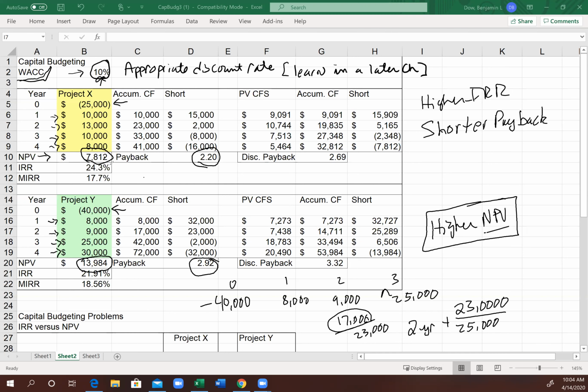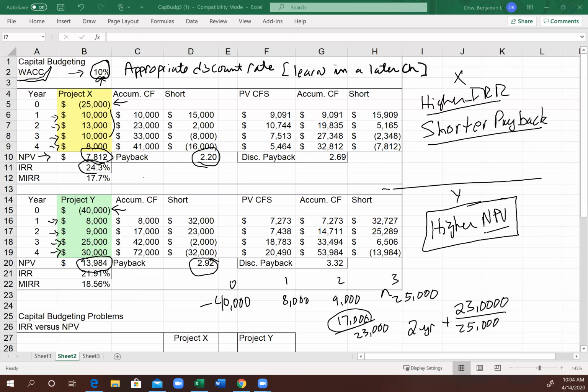And Project Y's main advantage is that it has a higher net present value. That tells us something about the desirability. But as we look closer, we can see Project X does have some advantages. It has a shorter payback. You can see most of the cash flows are coming sooner rather than later. And it has a higher IRR.